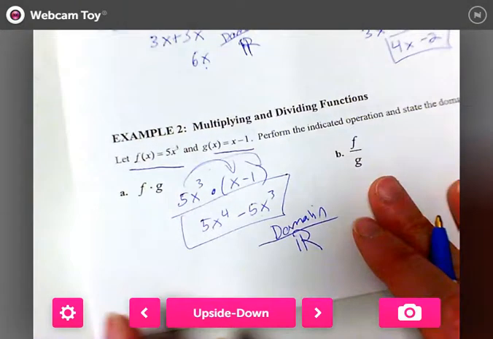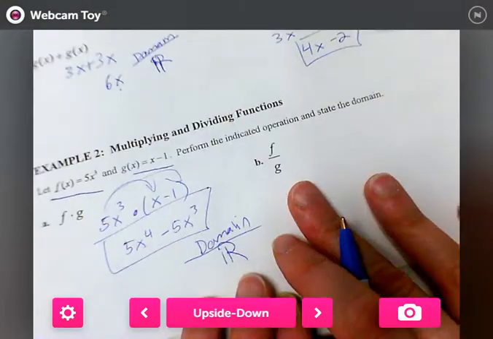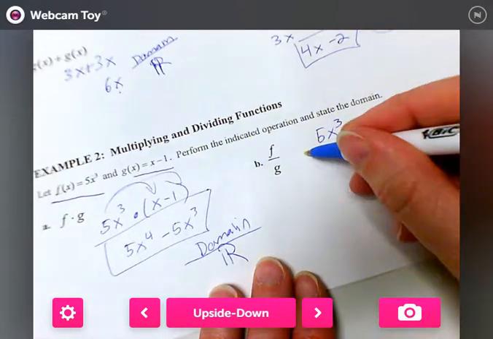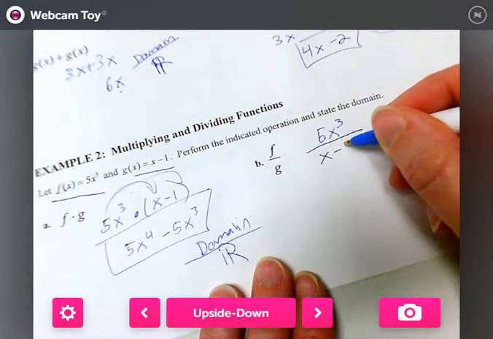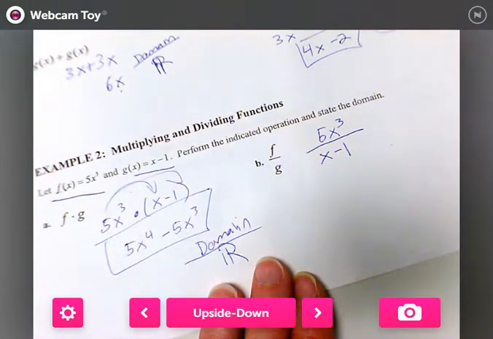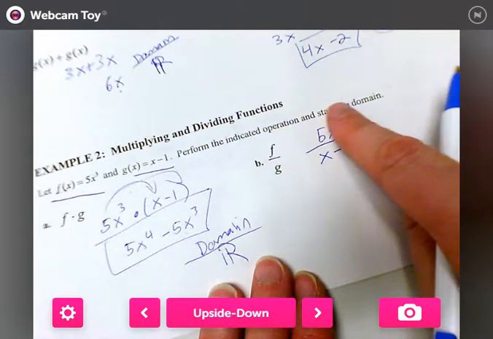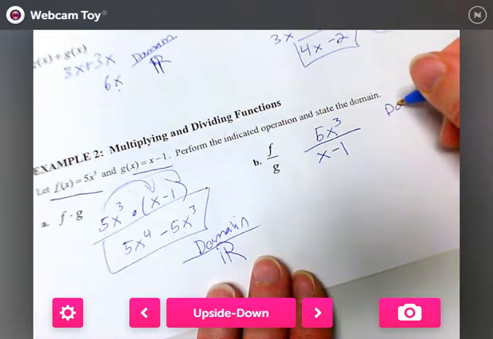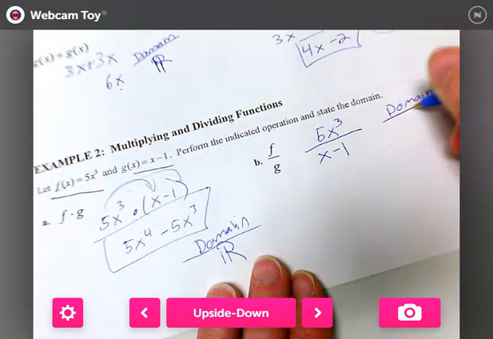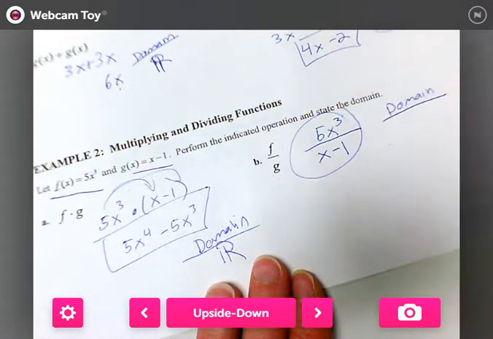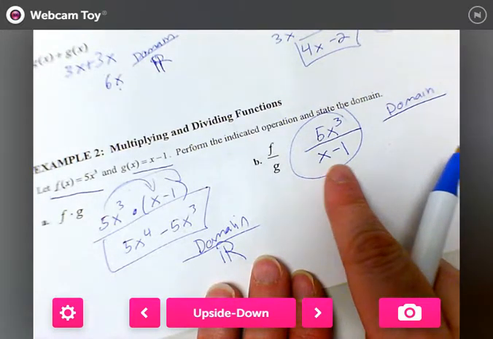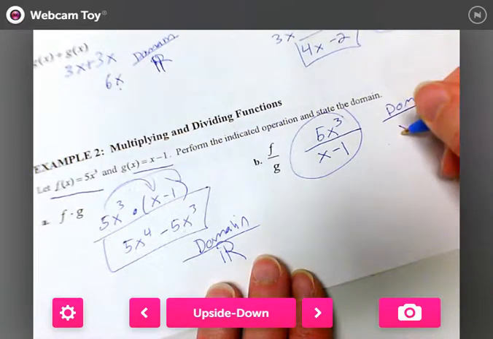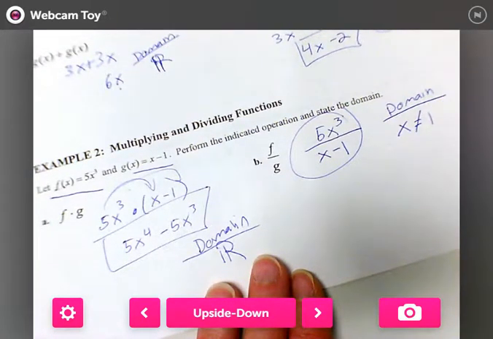Now we're going to divide. f over g is 5x to the third over x minus 1. There's nothing I can do to simplify that, because there's no x for that 1, so I can't cancel anything out. But what's the domain for this one? This is the one where we get it tricky. I cannot have 0 on the bottom, correct? So what would I put in for x that would make that 0 on the bottom? 1. So x cannot be 1 is my domain.